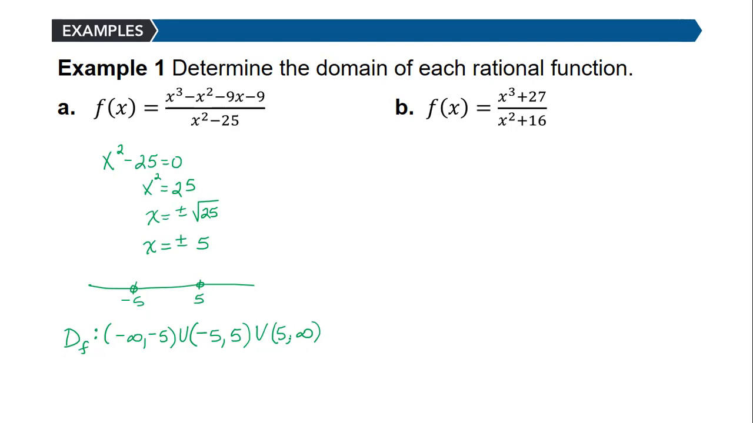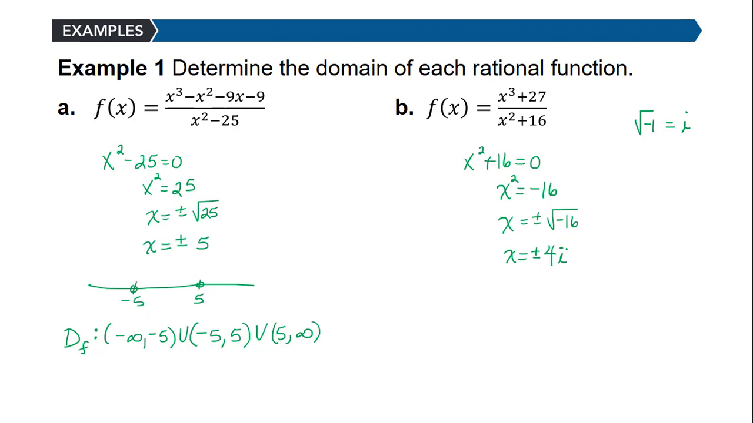Now, part B, we have f of x equals x cubed plus 27, all divided by x squared plus 16. So again, we have a rational function, the quotient of two polynomials. We try to find where x squared plus 16 is equal to 0. And if we solve this by the square root property, we can subtract the 16 to get x squared equals negative 16. Then x is equal to plus or minus the square root of negative 16. Remember what the square root of negative 1 is? Exactly, it is i. Therefore, the solutions to this equation are x equals plus or minus 4i.